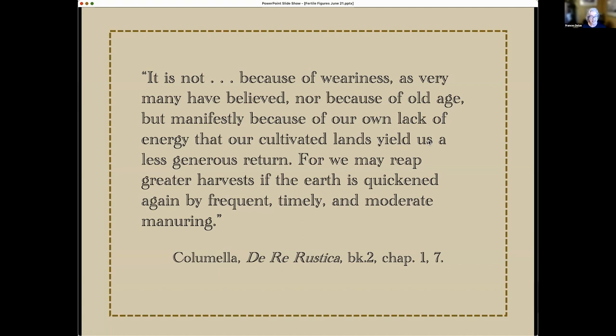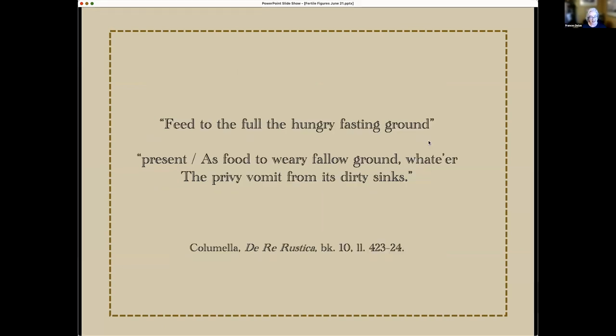Soil that has been depleted needs to be restored with compost as a form of pabulum, food, nourishment, or sustenance. Columella ultimately advises the gardener to feed to the full the hungry, fasting ground, and to present as food to weary, fallow ground, whate'er the privy vomit from its dirty sinks. Descriptions of what the soil might be fed depict the earth as an indiscriminate, voracious, and grateful eater.